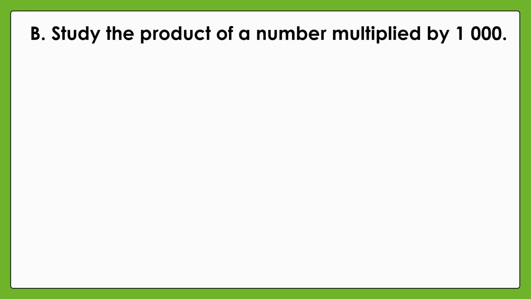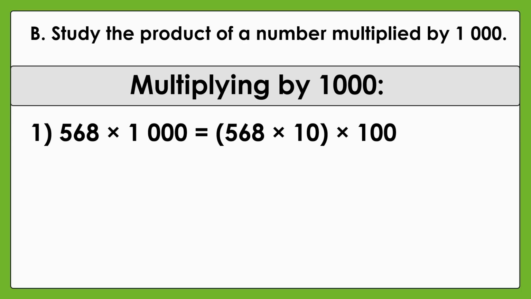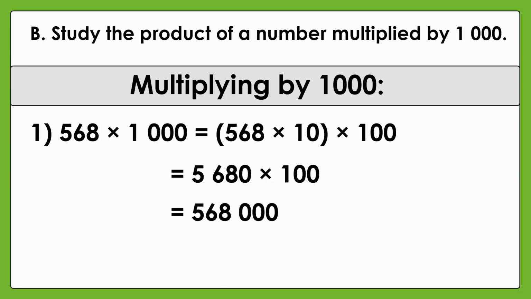Letter B, study the product of a number multiplied by 1,000. Multiplying by 1,000. Number 1, 568 times 1,000 is equal to 568 times 10 times 100. 5,680 times 100. The answer is 568,000.